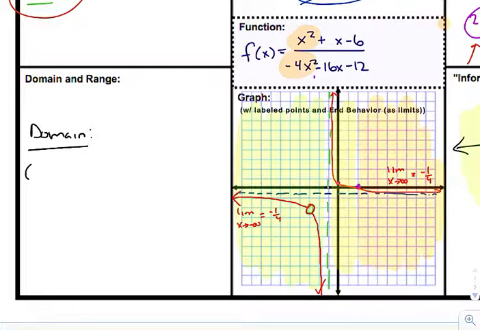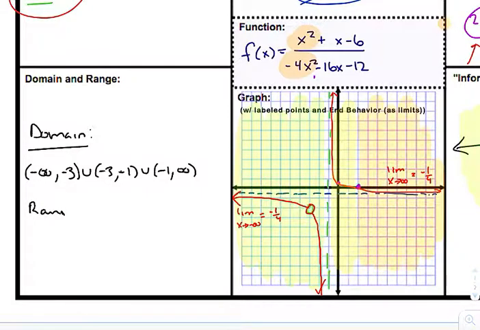So the domain is going to start at negative infinity, travel all the way to our hole, which is at -3. We cannot use it. Start again at -3, go to our asymptote at -1, start again at -1, and then end up at infinity. Now these are all parentheses because these are all hard breaks. None of these are things that we can take as a value in our domain. That's why they end up as holes and asymptotes.